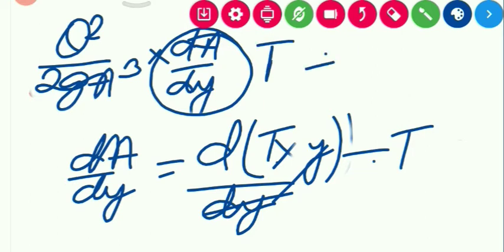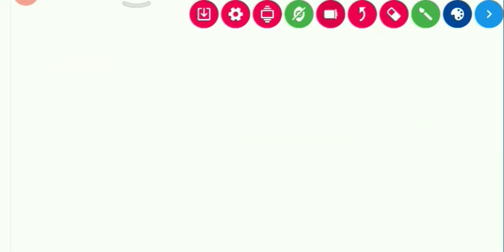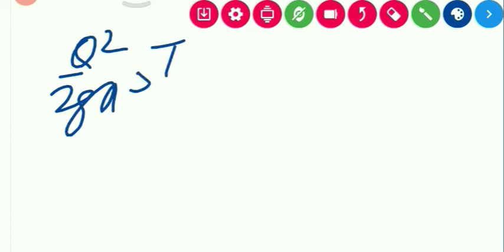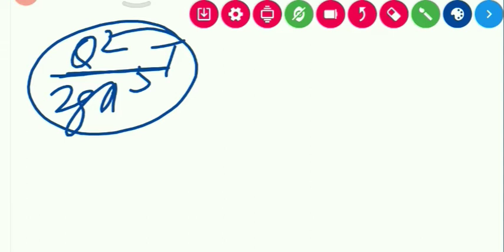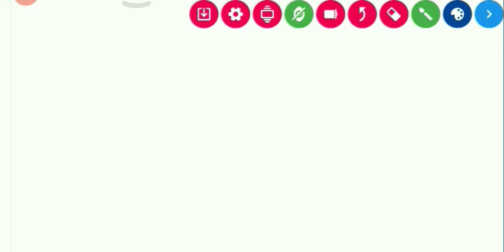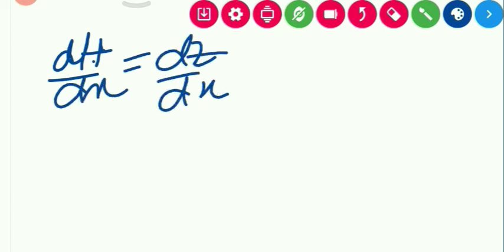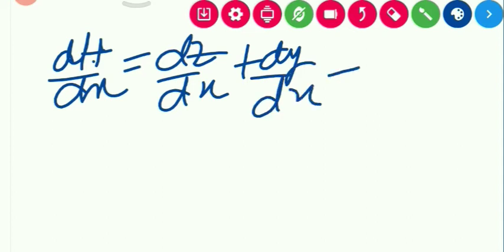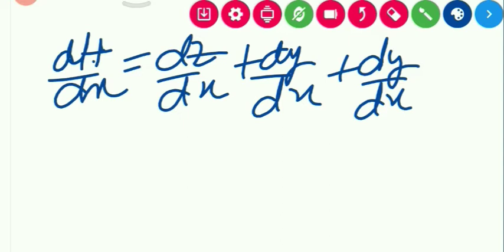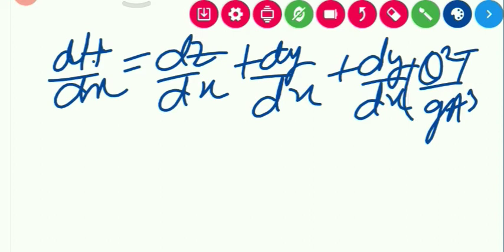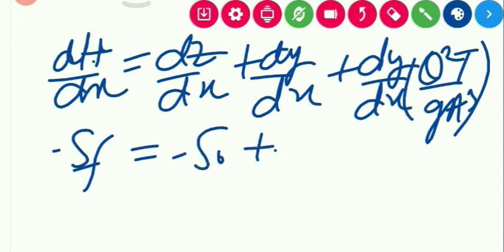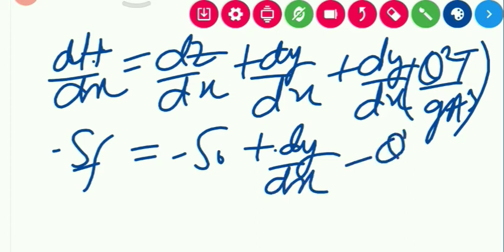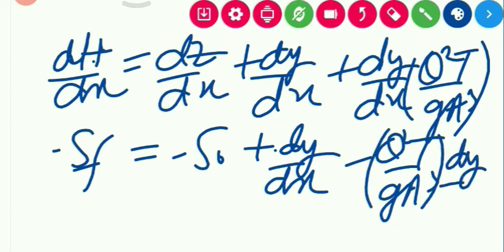So this expression is q square t upon ga cube. Writing it in the previous equation, dh by dx equal to dz by dx plus dy by dx plus dy by dx into q square t upon ga cube. So this was minus sf, this was minus s naught, this was plus dy by dx, and this was minus q square t upon ga cube into dy by dx.